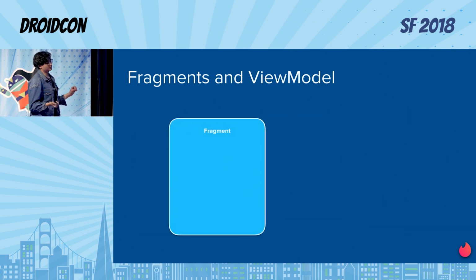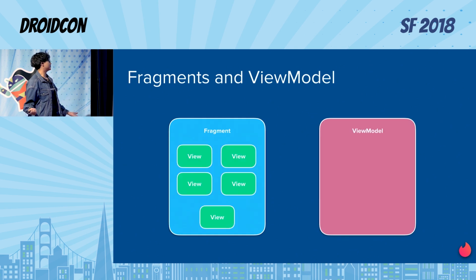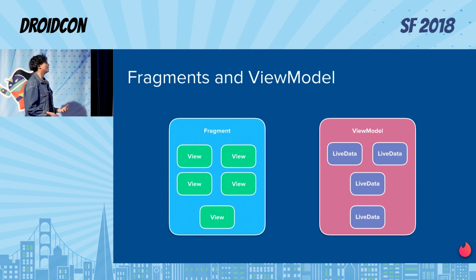All right, so just to illustrate that point, we have a fragment, we have a view model. Let's say a fragment has about 5 child views. Let's say that in order to present and choreograph these child views, we need about 4 live data in the view model. And let's see how we would form these connections, right?